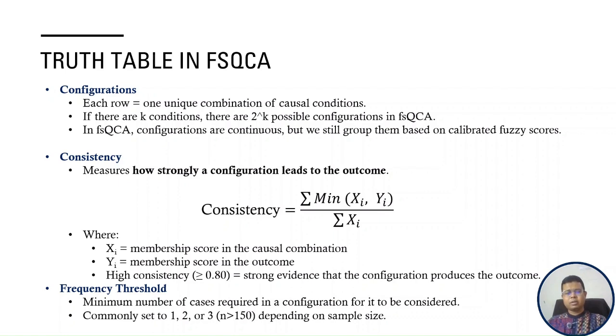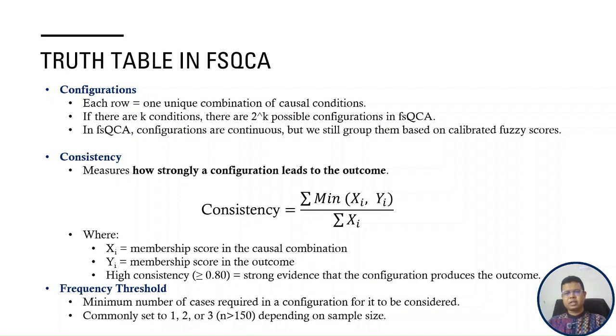There is another option, the frequency threshold. Commonly it is set to 0, 1, 2, or 3. Usually we put it at 3 when the sample size is greater than 150. Actually, it depends on the sample size. So there are two things we need to keep in mind: number one, the frequency threshold, and number two, the consistency threshold.